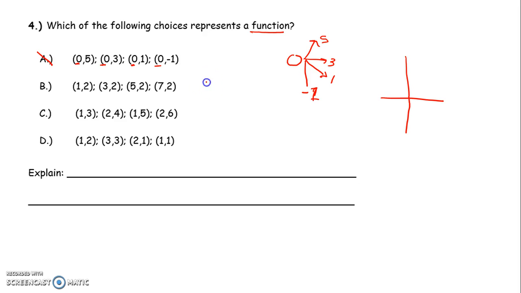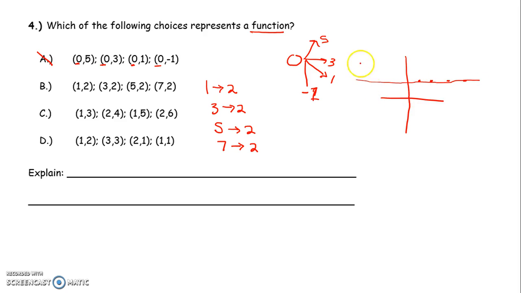Next one, let's see. 1 is mapping to 2. 3 is mapping to 2. 5 is mapping to 2. And 7 is mapping to 2. Now this is fine because here 1 only maps to 2. 1 doesn't try to go to anything but 2, and I can plot that 1, 2, and then 3, 2. So I can plot over 3 up 2, over 5 up 2, over 7 up 2. Okay, this is actually a beautiful line here.